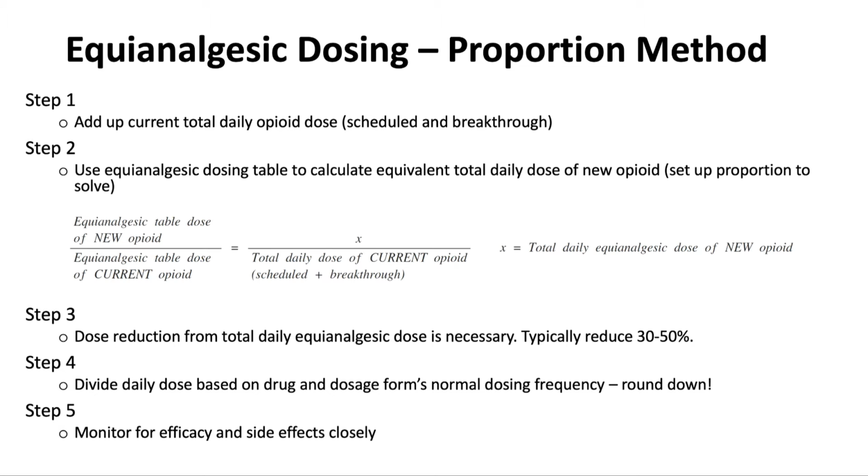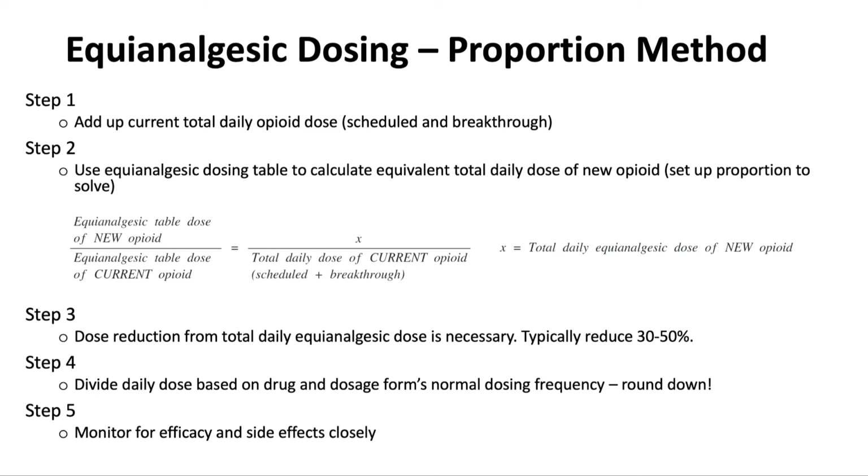Step one will be to take the person's current opioid use and add it all up. It doesn't matter how many times per day, or 2 tablets or 1 tablet, or whether it's extended release or immediate release, just add up their total daily dose of that opioid. Then once you have that, step 2 is to use the table we just discussed to convert it to a different opioid. And we'll do that here in a minute.